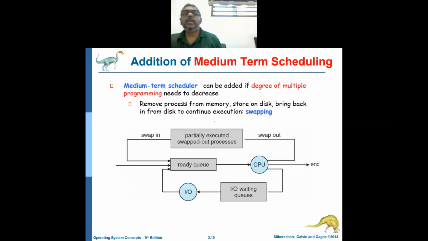Next, we have something called the medium-term scheduler. The medium-term scheduler can be added. This is a very important word. Can be added, if the degree of multi-programming needs to decrease. Okay. What is multi-programming and what is the degree of multi-programming?